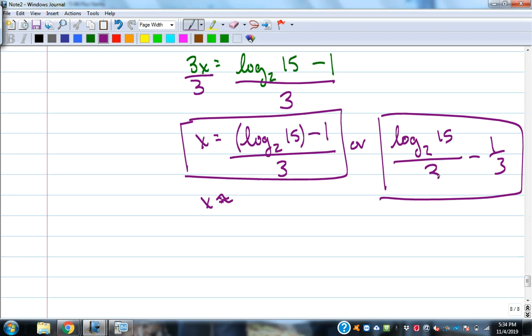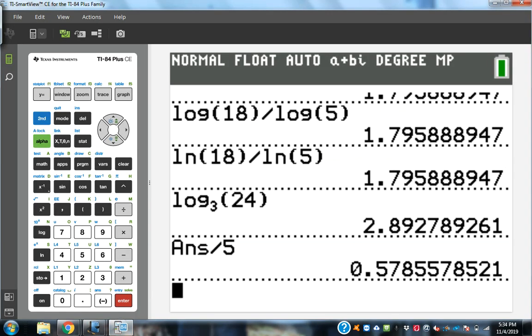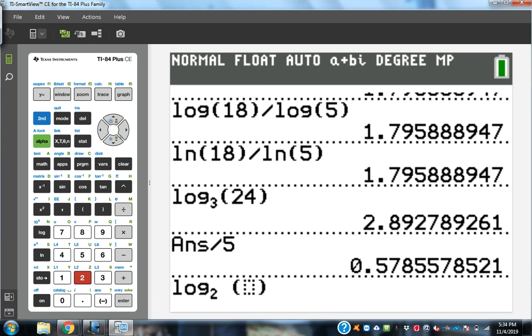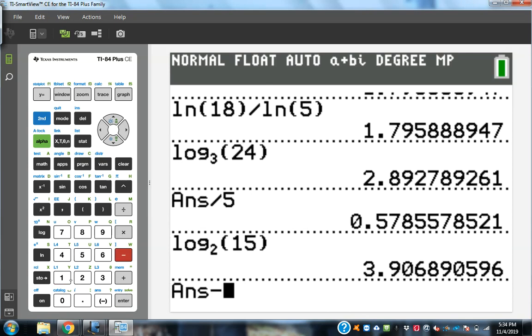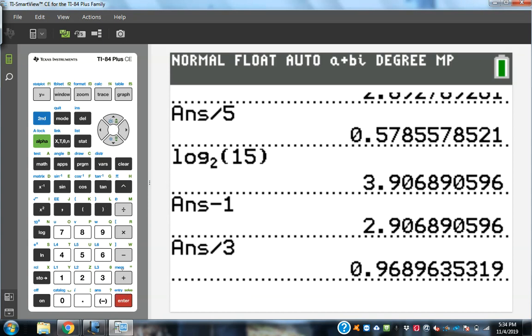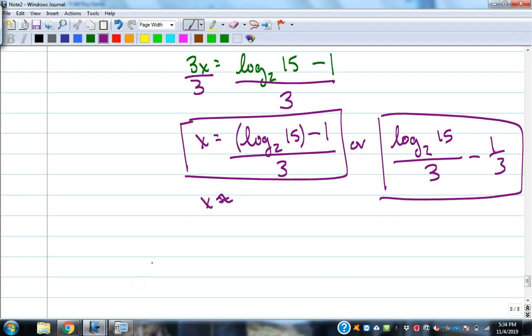So the decimal approximation, I'm going to use the calculator to help me with. So I'm going to get log base 2. So math, log base 2 of 15, minus 1, divided by 3. And I'm going 3 decimal places, so 0.969.